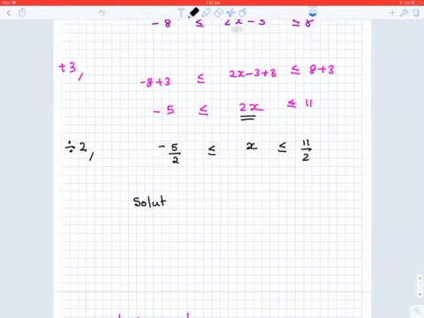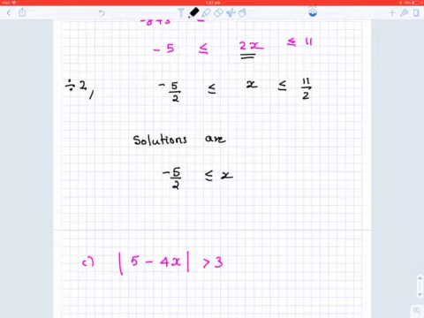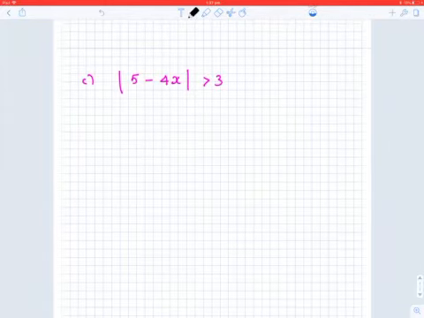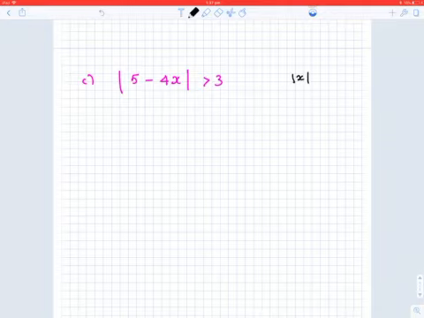So this is the solution. All the answers between minus 5 by 2 and 11 by 2 are the answers. This is the way we prefer to write it, though you can write another way as well: minus 5 by 2 less than or equal to x less than or equal to 11 by 2. Okay, now we do one more question.